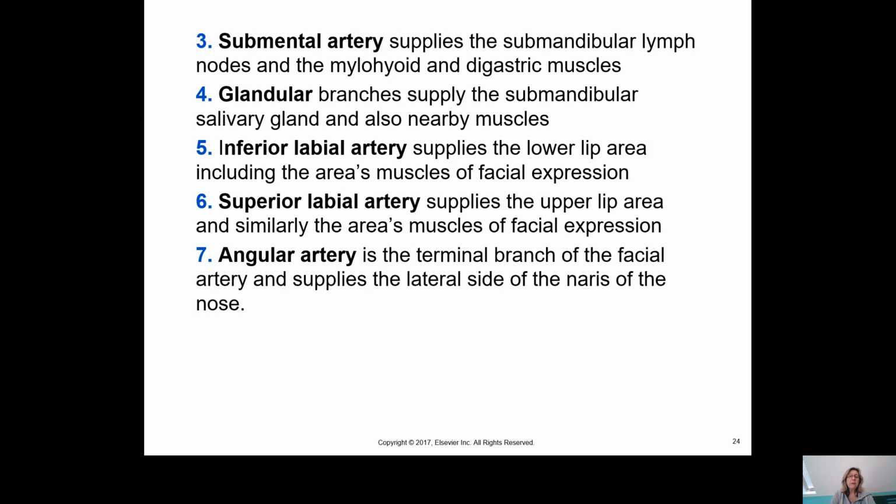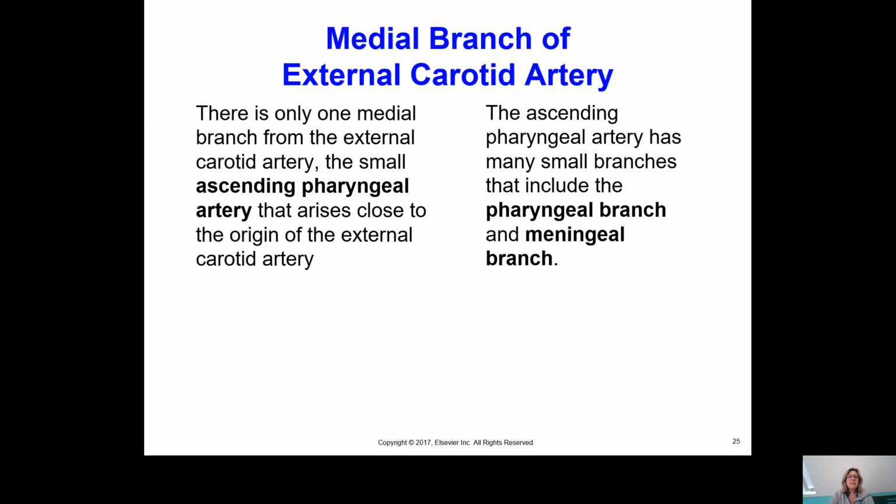Your superior labial artery supplies the upper lip. And your angular artery is the terminal branch of the facial artery and supplies the lateral side of the nares of the nose. So just think right in here, the angles. There's only one medial branch from the external carotid artery, the small ascending pharyngeal artery that arises close to the origin of the external carotid.